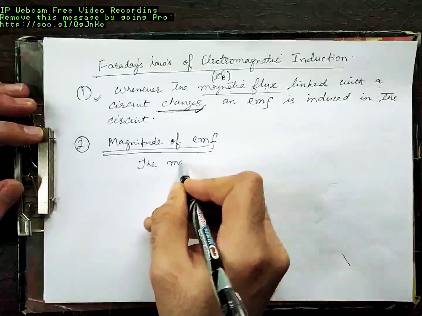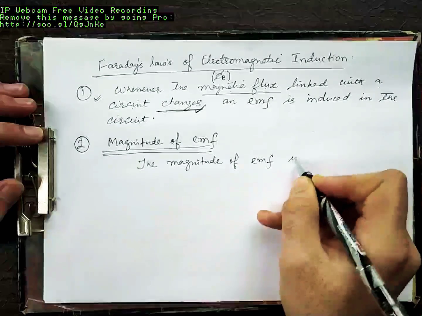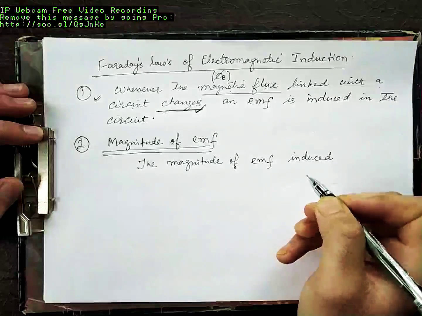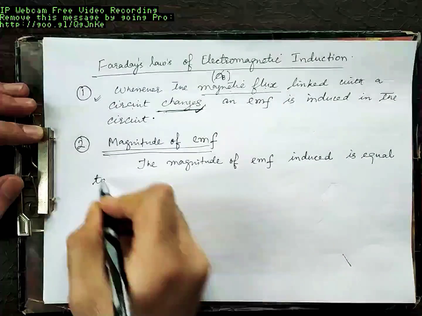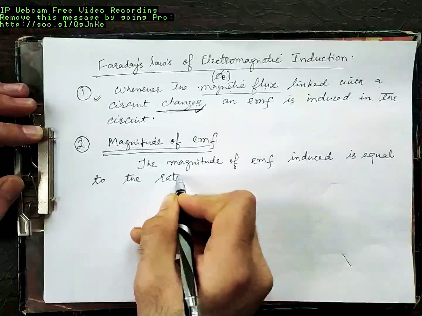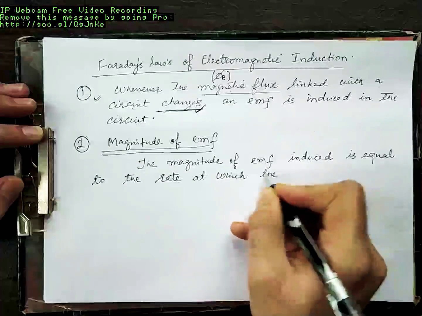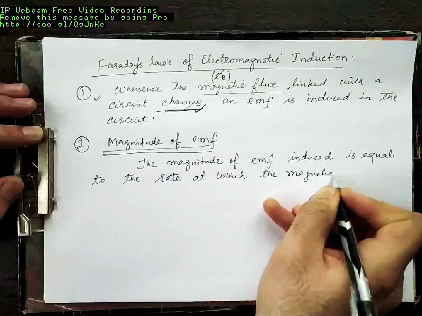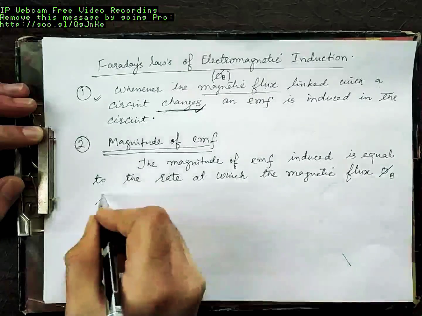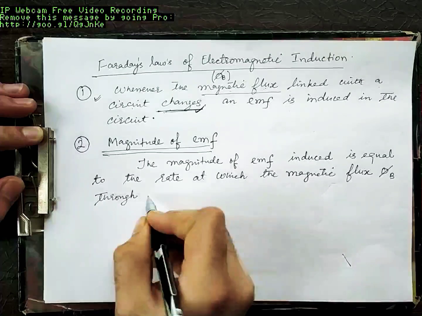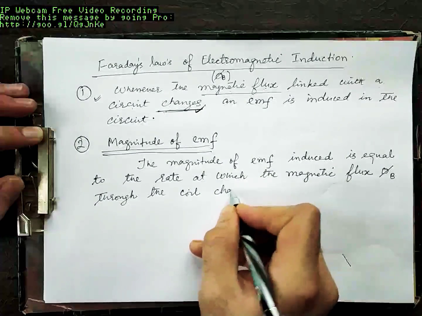the magnitude of EMF induced is equal to the rate at which the magnetic flux phi B through the coil or loop changes.